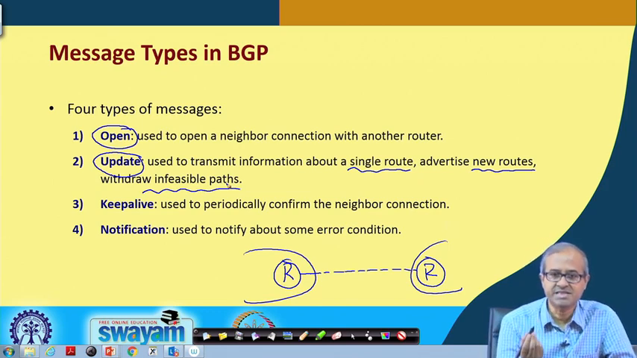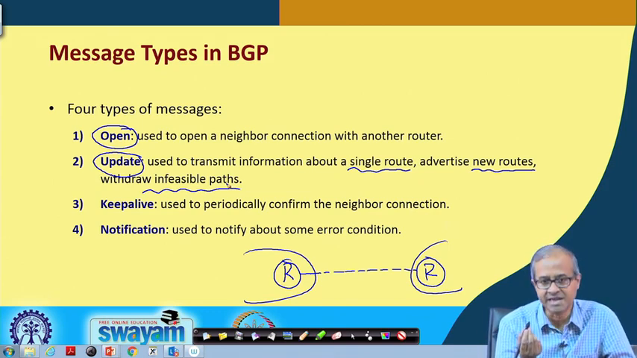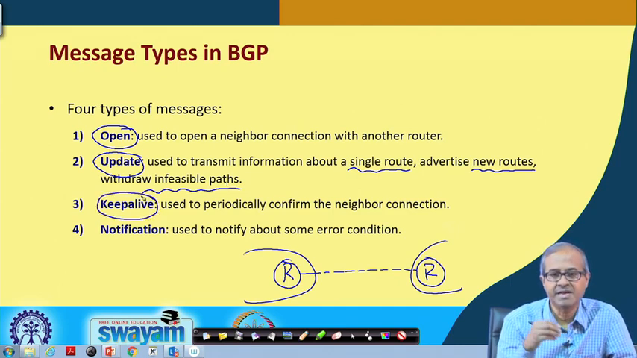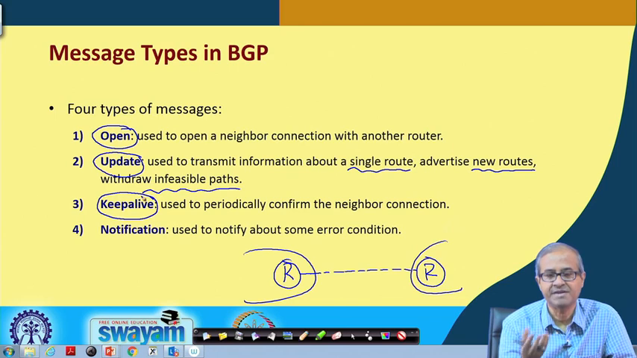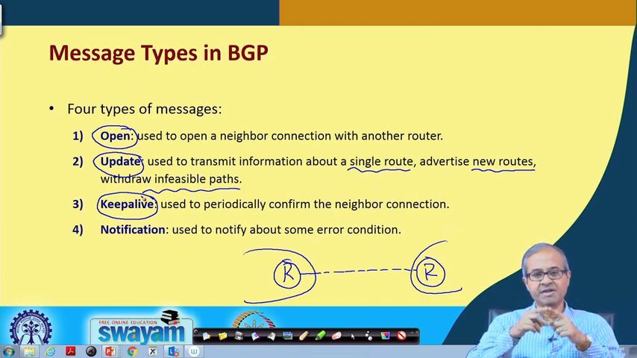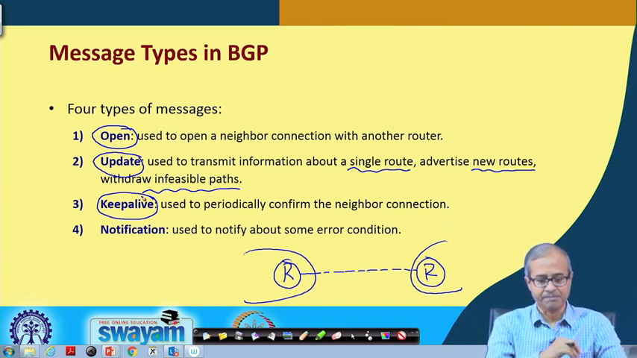And just like the hello message in OSPF, here in BGP there is a message called keep alive. Keep alive messages sent between the neighbors will maintain that connection alive. Well, if you do not send keep alive for a certain amount of time, the neighborhood connection will be automatically terminated. It means that one of the two parties is not interested in exchanging BGP messages anymore.